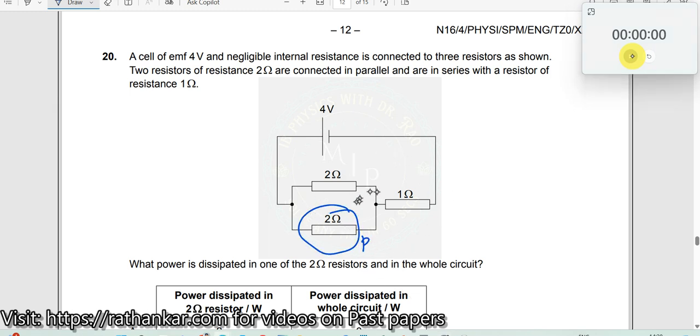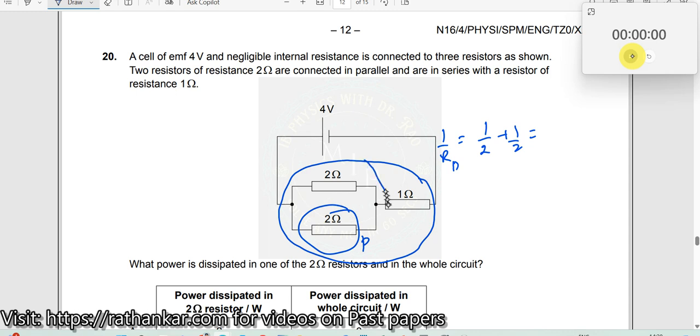So to calculate the power, what should I do? First, find out the total resistance here. How do I find total resistance? See, these two are in parallel, right? So 1 by 2 plus 1 by 2 is equal to 1 by Rp. So this whole thing is 1 by Rp, and this is your Rp here. So this should be 1 by 2 plus 1 by 2 is 1, so Rp is equal to 1 ohm.